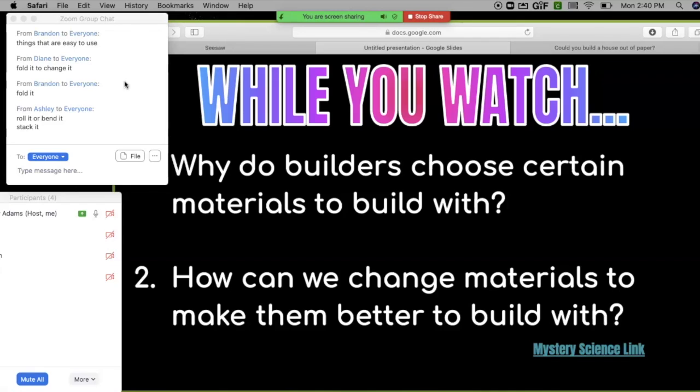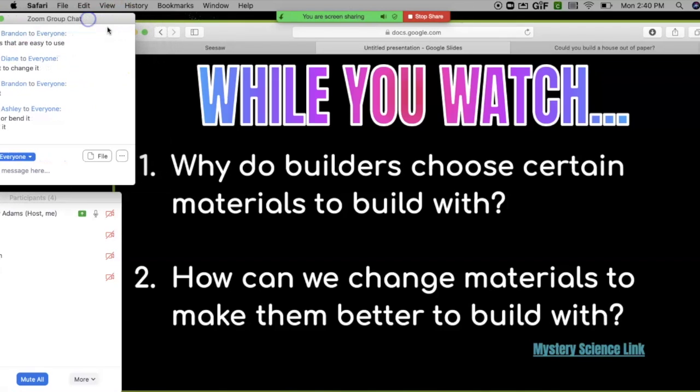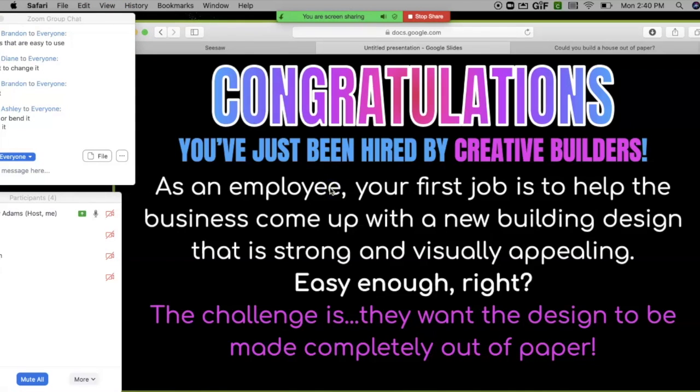So keep that in mind as we hear about this week's STEM challenge. Your job this week is that you have just been hired by Creative Builders. As an employee, your first job is to help the business come up with a new building design that is strong and visually appealing. Remember, we talked about things that are visually appealing last week. We said that they're things that look cool. Easy enough, right? The challenge is they want the design to be made completely out of paper. Okay? So that is why it was super important that we were keeping those ideas in our mind, because it's going to help us follow the engineering design process to create our new building design.